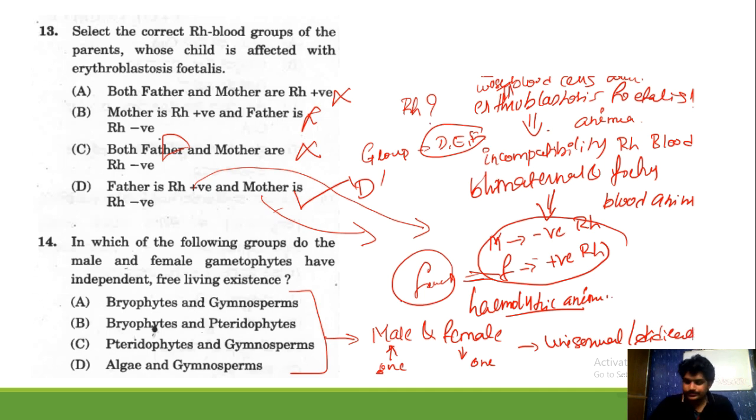Dioecious. Okay, fine. So we will see bryophytes and gymnosperms. Bryophytes have this particular kind of unisexuality. Most of the bryophytes have this unisexuality, but the gymnosperms don't have it. A lot of the gymnosperms don't have this particular kind of unisexuality.